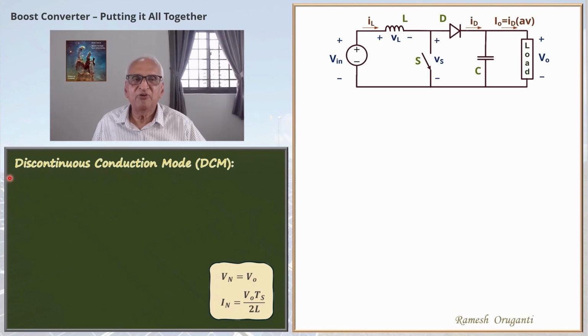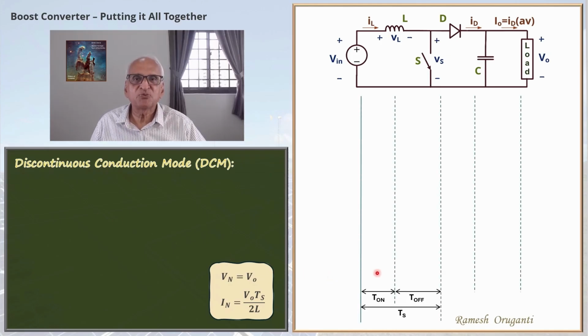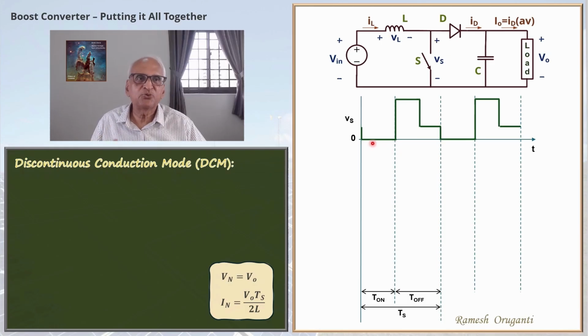We are going to see the waveform under DCM operation. This is the VS waveform, or the switch voltage waveform. When the switch is on, the switch voltage will be 0. We are considering an ideal switch. And when the switch is off, the diode conducts. So the switch voltage will be equal to the output voltage, V0.